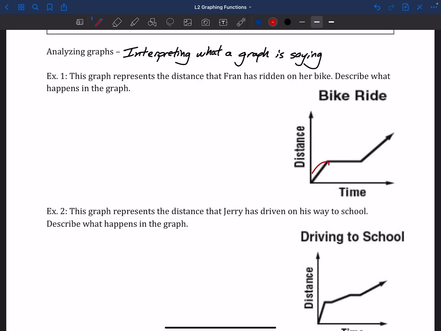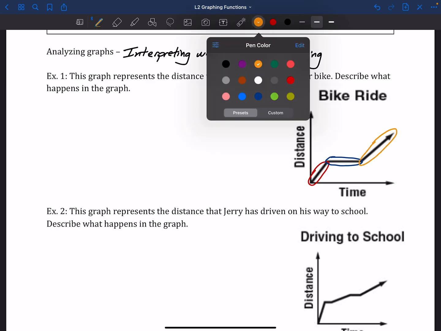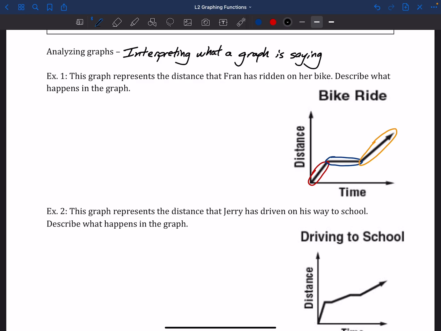One of them is this chunk right here where it's going up. We've got this chunk over here where it's just flat like that. And then we've got this other piece here where it's going up again. If you want to do it this way, it's not a bad habit to get into. We're just breaking it down into individual chunks and trying to think about what's going on.